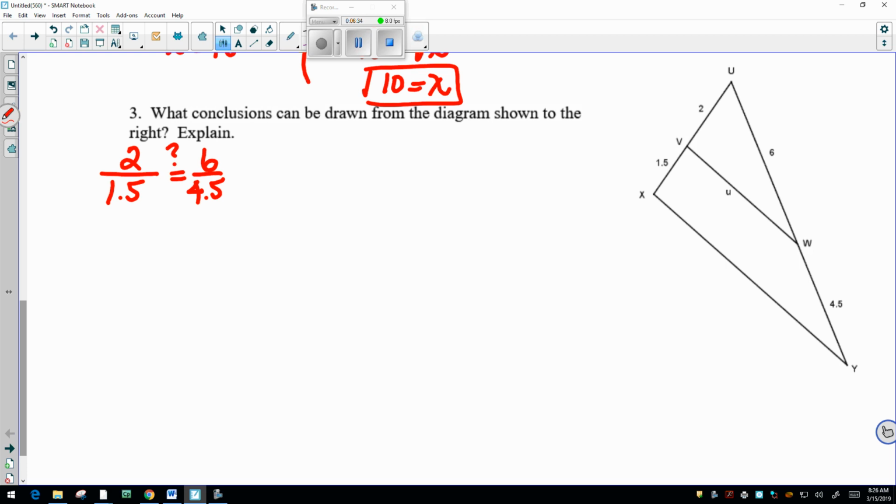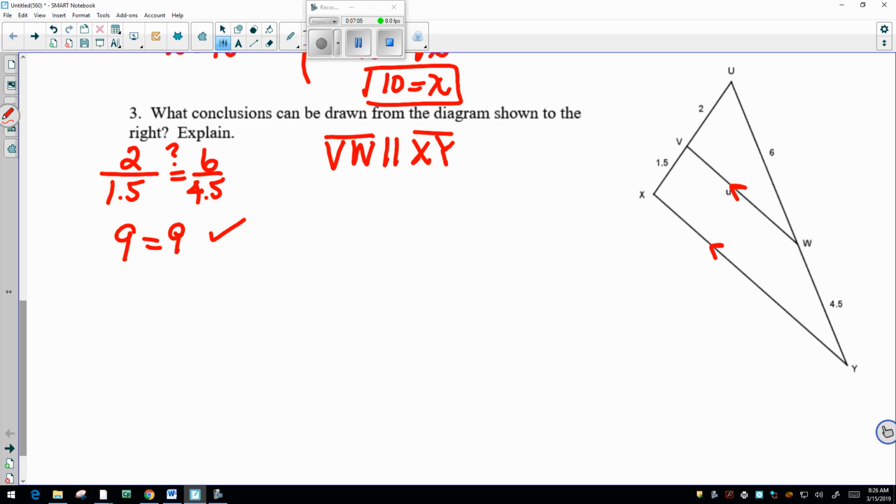So if I cross multiply this, 1.5 times 6, I'm going to get a total of 9. 2 times 4.5, I get a total of 9. So that's showing me, okay, sides are in proportion. What am I able to say from this? Well, sides are only in proportion if these two lines here are parallel. So I could then tell you, okay, VW must be parallel to XY.